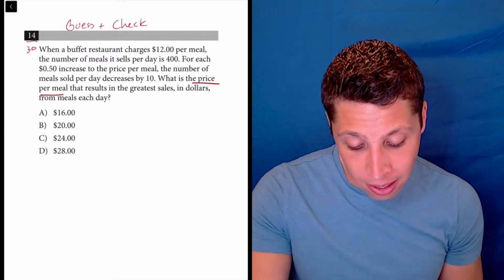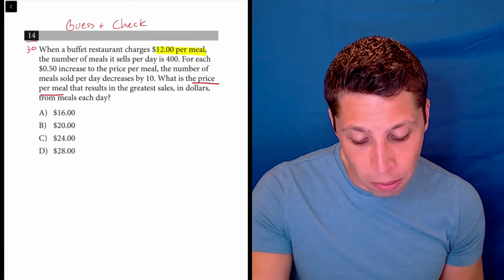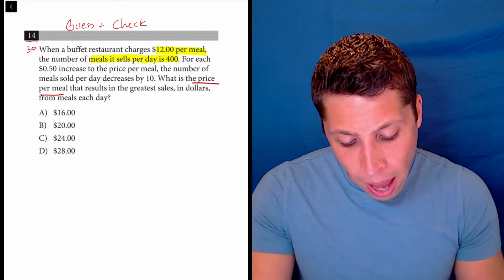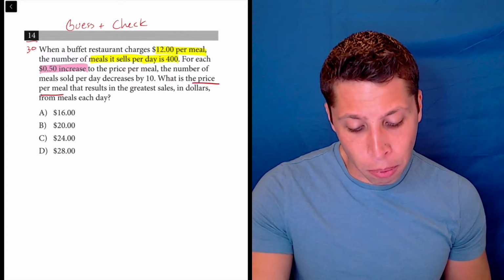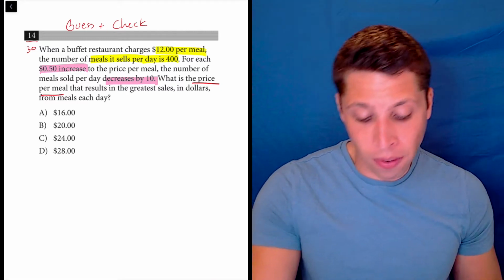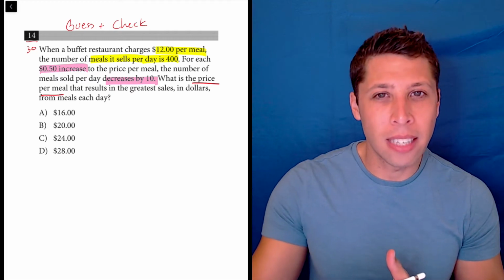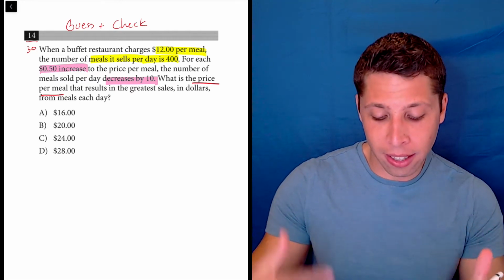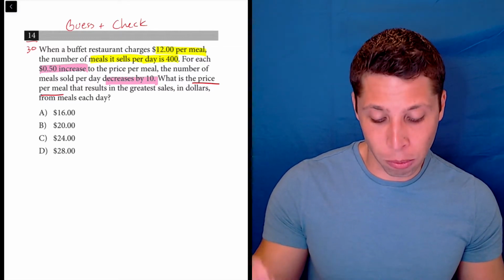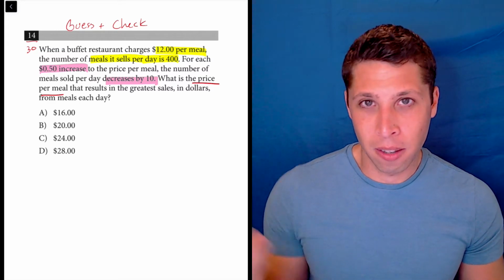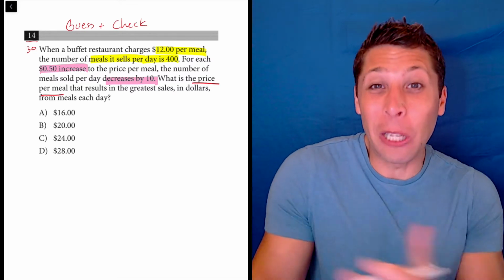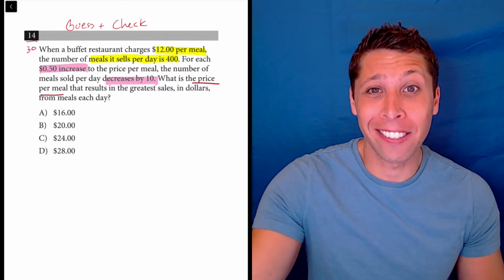We have this initial fact that the restaurant is charging $12 per meal and it's serving 400 meals per day. But then things change. And we see that for each 50-cent increase to the price, the number of meals sold per day decreases by 10. Now, first and foremost, if I'm going to work backwards from these numbers, like 16, I have this weird way of connecting what I highlighted in pink with what I highlighted in yellow. In order to see the difference from $12 to $16, a normal person would just say that's $4. But the question is telling us that that's 8 units, 8 increases of 50 cents, which is so weird to think about.